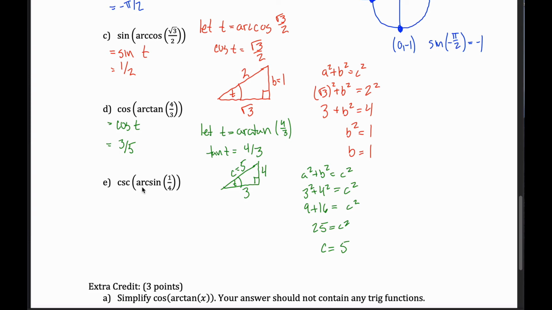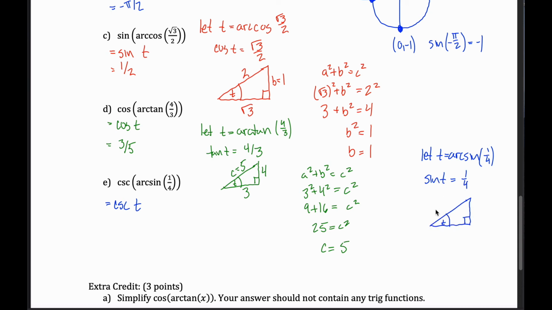What I'll do down here is I'm going to let T be equal to the arcsine of 1/4. If the arcsine of 1/4 is just this thing T, then the question is really just asking me what the cosecant of T is. If I know that T is the arcsine of 1/4, I can say that the sine of T must be equal to 1/4, information that allows me to draw a right triangle.